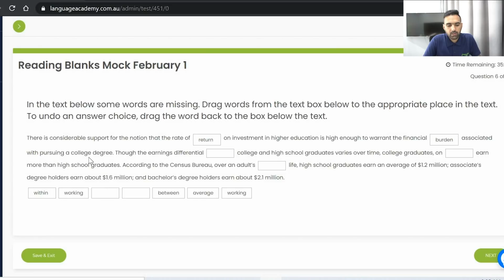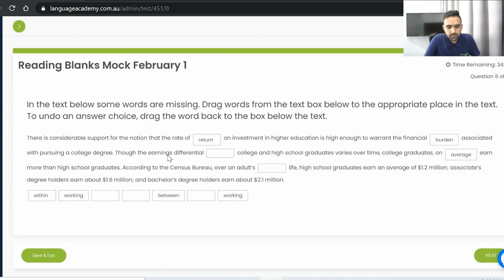Alright, associated with pursuing a college degree, though the earnings differential dash college and high school graduates varies over time, college graduates on dash earn more than high school graduates. Okay, they're saying that the earning capacity or normal income between a college graduate, someone who has finished a degree, and someone who has done high school is different over time, but dash college graduates earn more than someone who has graduated from high school. So on what? Not on working, on. They're giving us a statement, and they're giving us figures, because they're talking about figures on average over here.